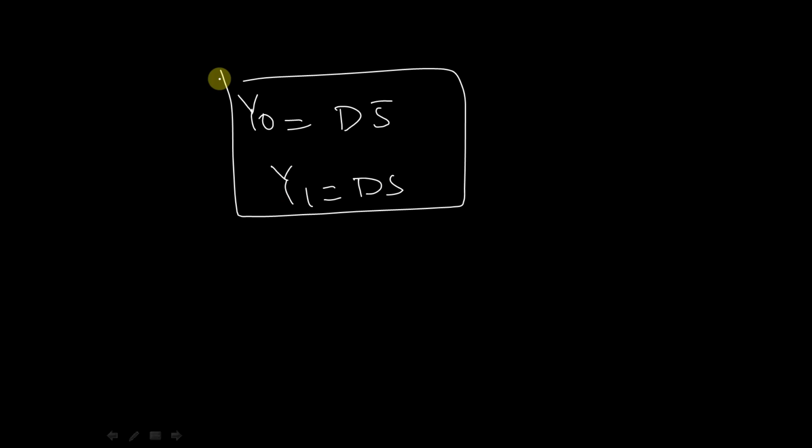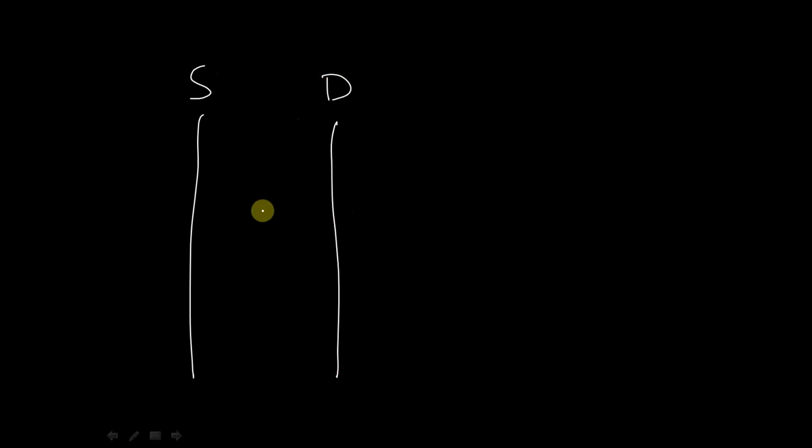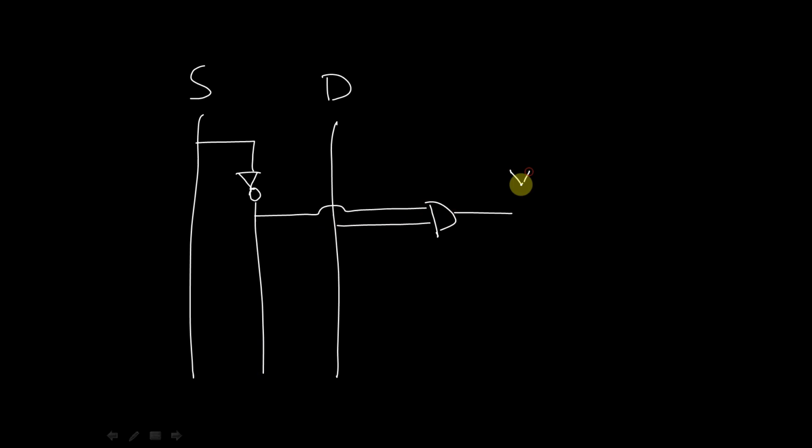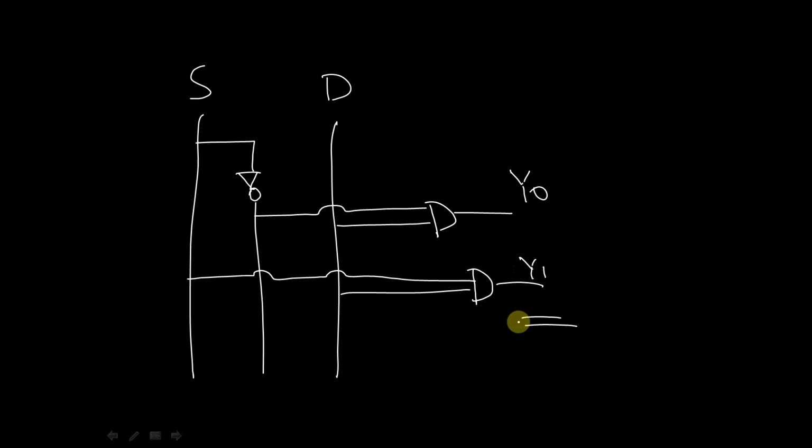Let's see the logic diagram for a 1 to 2 demux. This is our select line, and this is our input D, and the select line is also connected to a NOT gate. Now y0 is nothing but S bar into D, and y1 is nothing but S into D. So this is the logic diagram for a 1 to 2 demux.